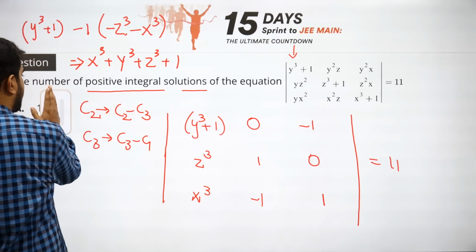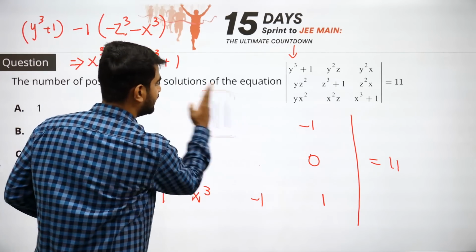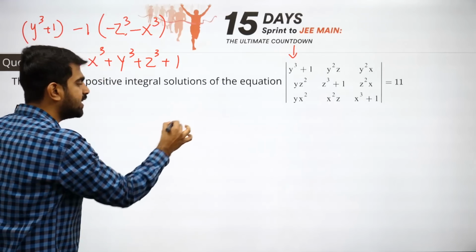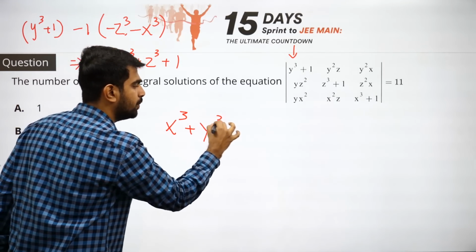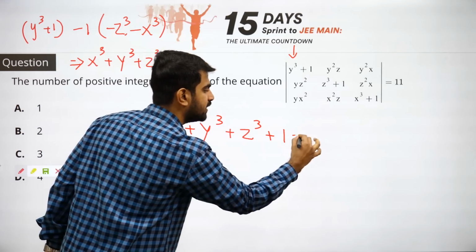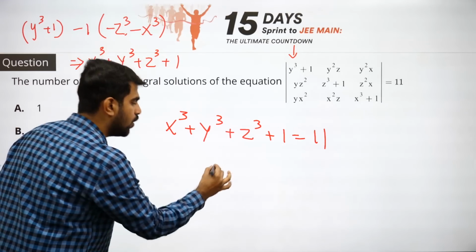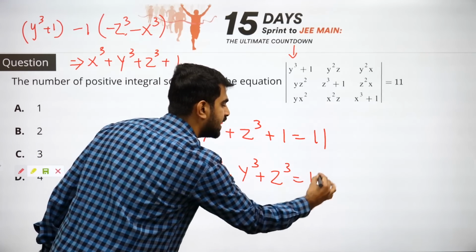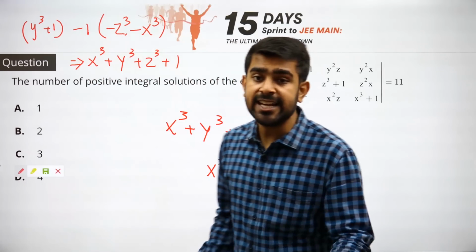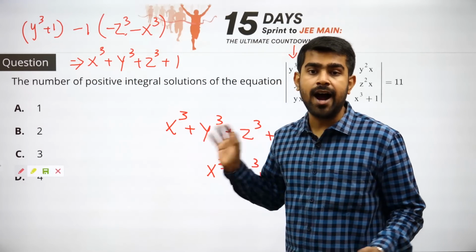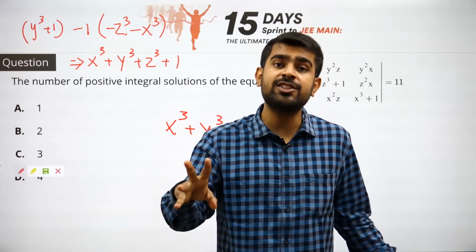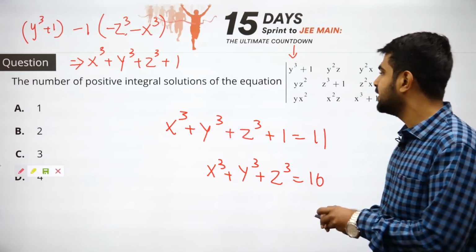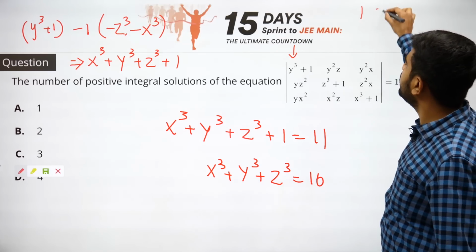Now you will see the magic happening, guys. It is a super interesting question. Okay, so what can I say? x cube plus y cube plus z cube plus 1 is equal to 11. So now can I say x cube plus y cube plus z cube is equal to 10? And what did they say? They said that x, y and z are positive integers. That means they have to be natural numbers. And in natural numbers, when can this happen, guys?